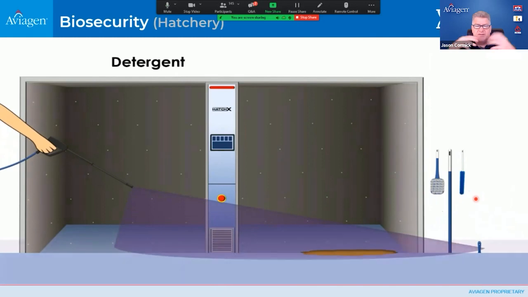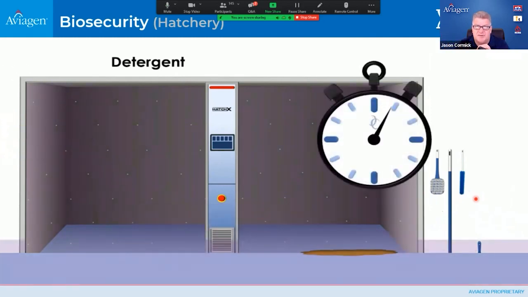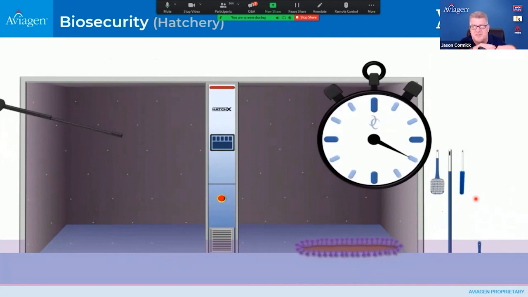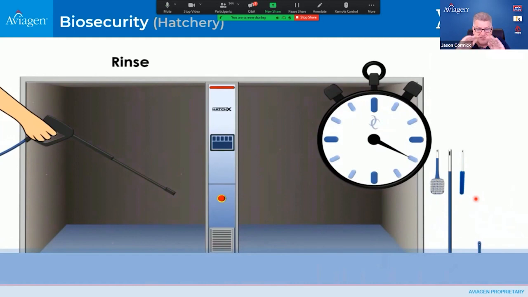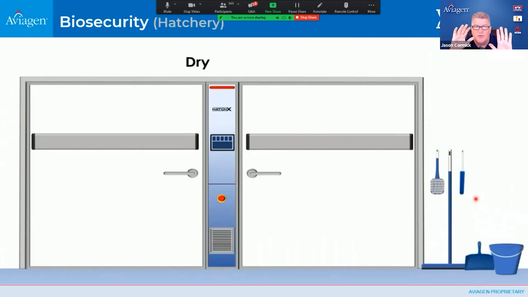Then we're going to come in and put down the detergent. And detergent needs 20 minutes for those molecules to get around the dirt and lift it from the surface that it's on. And once that's achieved, we can then come in and rinse. And so now we have a machine that's almost clean.